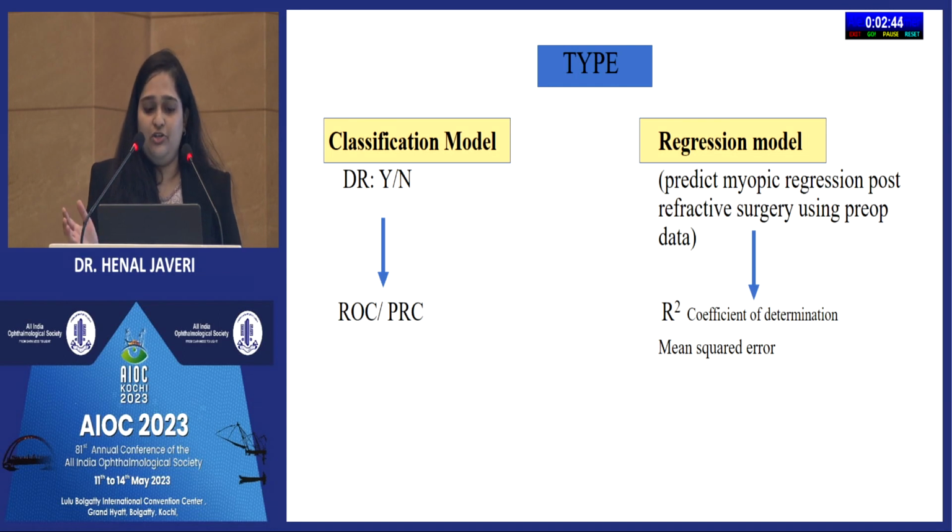So specifically in ophthalmology, there are two types of models which are commonly required. One is the classification model, the example for which could be deciding upon fundus imaging whether a patient has diabetic retinopathy or not. And for this kind of model, what we take into account is the receiver operating curve, the area under the receiver operating curve, and the precision recall curve. Another type of model is the regression model, an example of which could be predicting myopic regression post-cataract or post-refractive surgery using pre-op data or fundus images. The parameters that we look for in this are the coefficient of determination as well as the mean squared error or the mean absolute error.